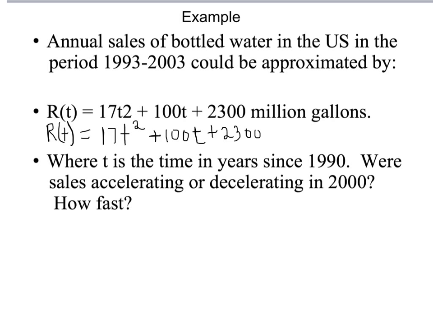Okay, so I think pretty clearly you know that if we're talking about acceleration or deceleration, we know that that's going to involve r double prime of t. So take a couple seconds, find the first derivative, and then find your second derivative, and we'll come back together and see how we can answer this question.